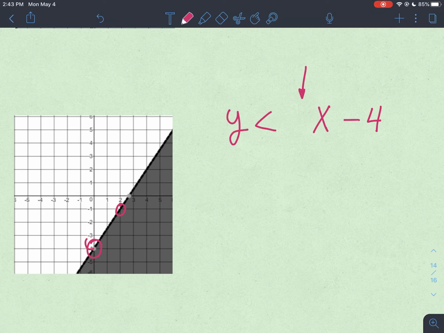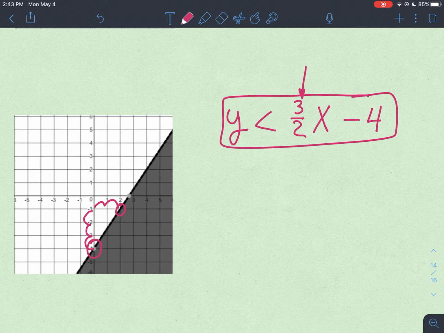So let's use our rise over our run. Rise 1, 2, 3, and run over 2. So this slope is going to be 3 over 2. So now if you go back and you look at this and you say, all right, my y-intercept is going to be at -4. That's right over there. It's going to be a dashed line. We see the dashed line. And my slope is going to be 3 over 2. I'm going to go up 3 and right 2, up 3 and right 2. And I'm going to shade below.